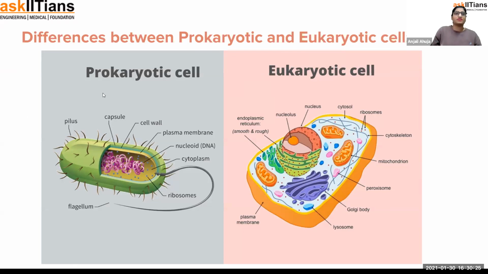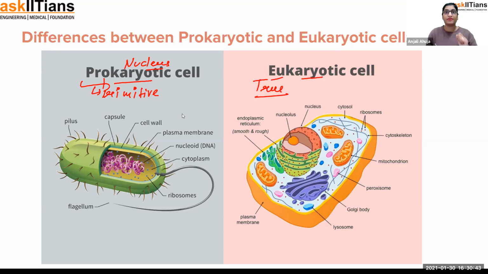Like suppose pro means primitive, purana, old. And wherever you see the word karyo, that means they're talking about the nucleus. Eu means true. And then karyo is nucleus. So my point is, prokaryotic is an old type of cell which does not have a proper, well-established organelle and everything in the cell. But eukaryote is a true cell, which is well established. It has everything in it.